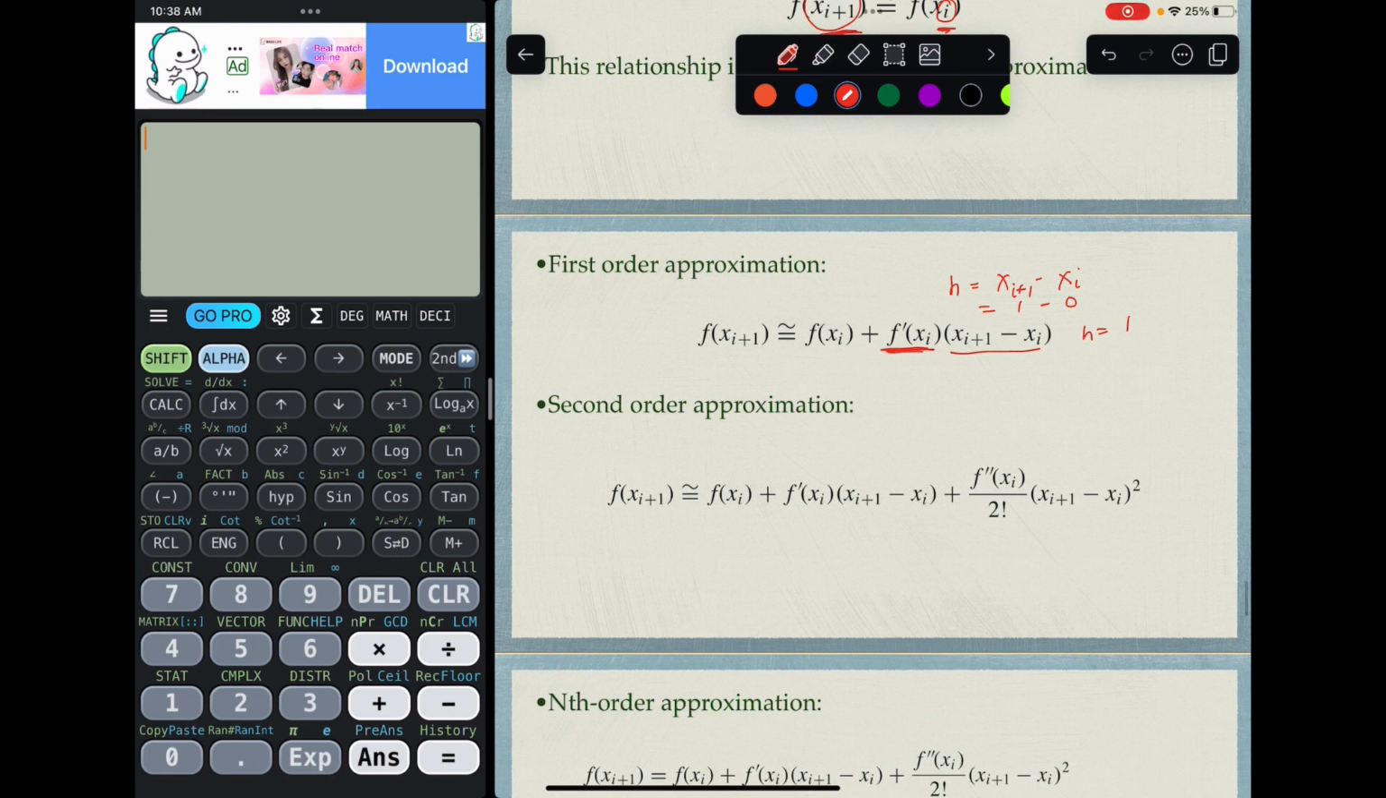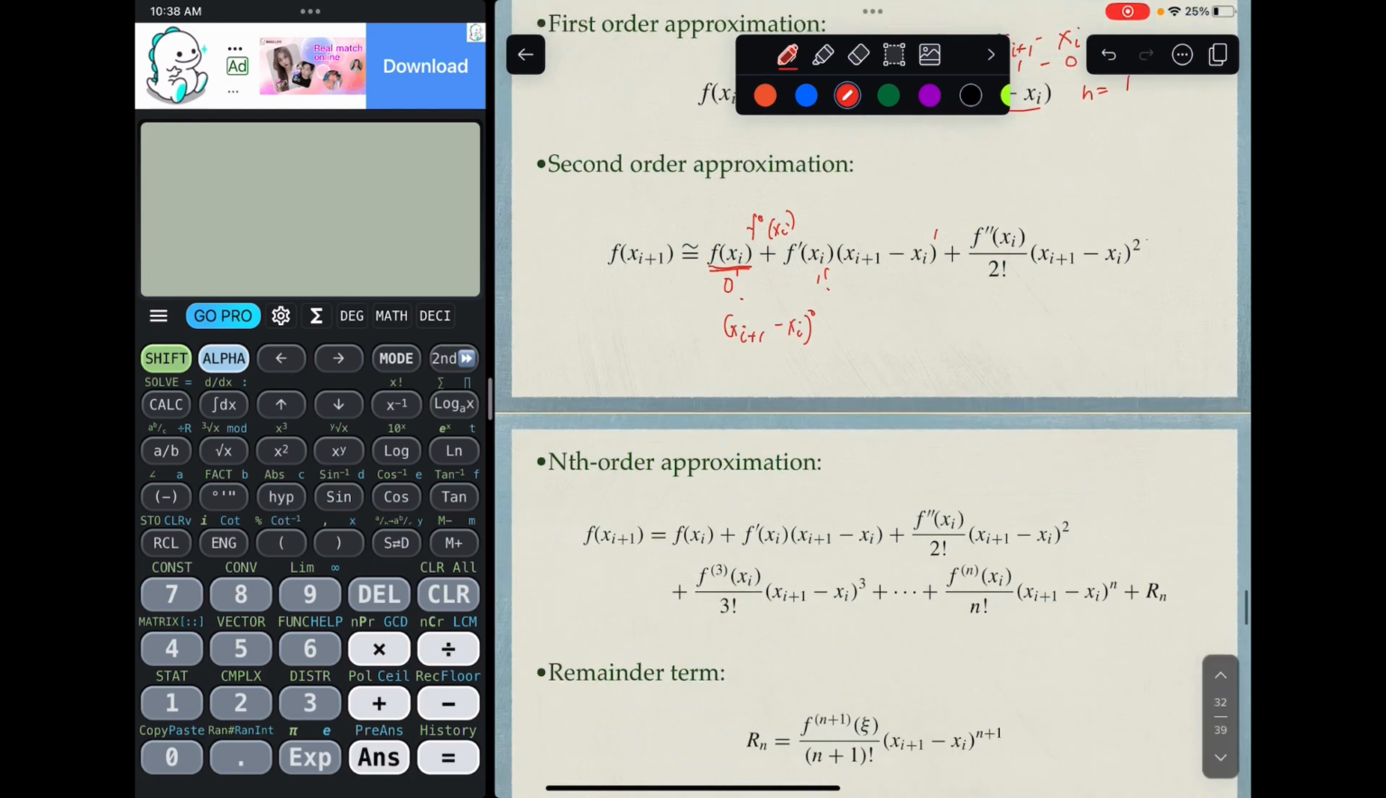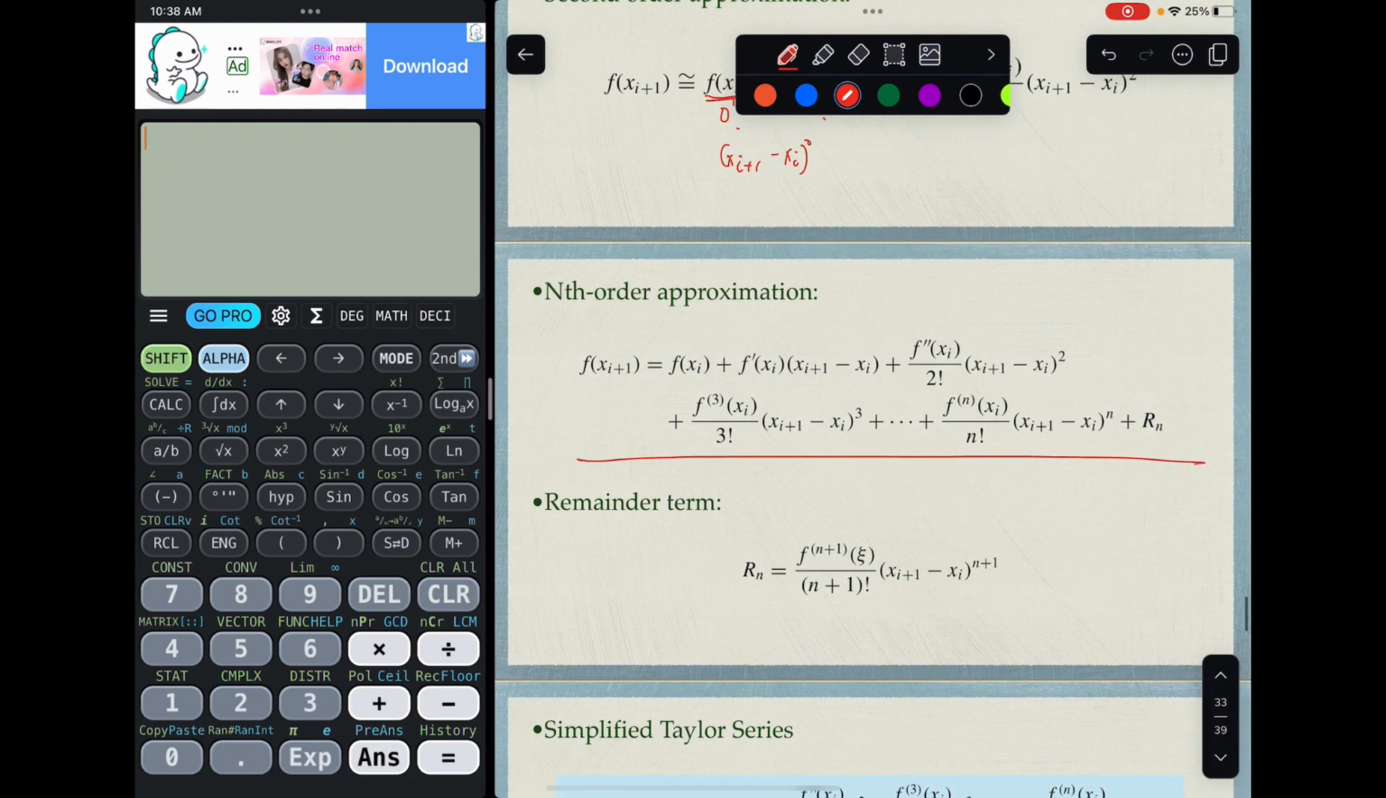For the second order approximation, as you can see here, it's the same as in the Maclaurin series. We start with f of 0, x sub i, and then we have f prime, and then f double prime. Succeeding would be f triple prime, then f fourth prime, and then the factorial. We start with 0 factorial, 1 factorial, 2 factorial, and then 3 factorial. The first one just has x sub i plus 1 minus x sub i raised to 0, so it just retains as 1. Then this one is raised to 1, then 2, succeeding would be 3, and so forth. So that's the nth order approximation.